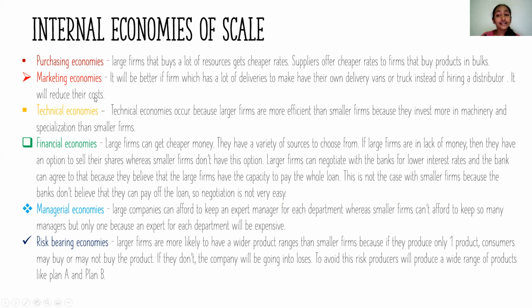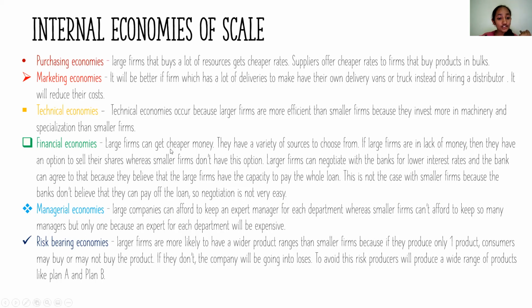Next, technical economies. Technical economies occur because larger firms are more efficient than smaller firms, because they invest more in machinery and specialization than smaller firms. Larger firms can adopt new technology. For example, in a large chain of restaurants, they do not need to hire so much labor, so they can put in technology like robots. In Japan, they use robots, which is more effective than having labor. So they can be more cost effective than smaller firms, and they're more efficient.